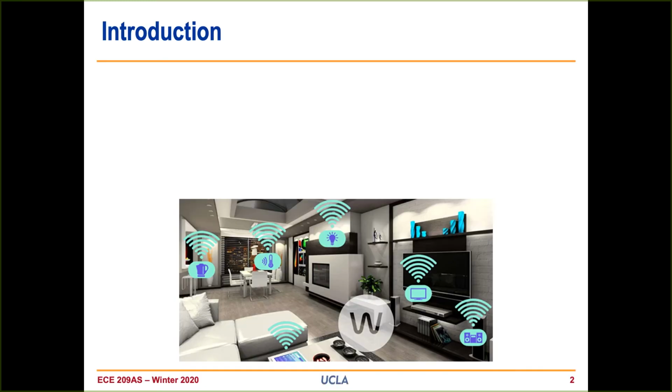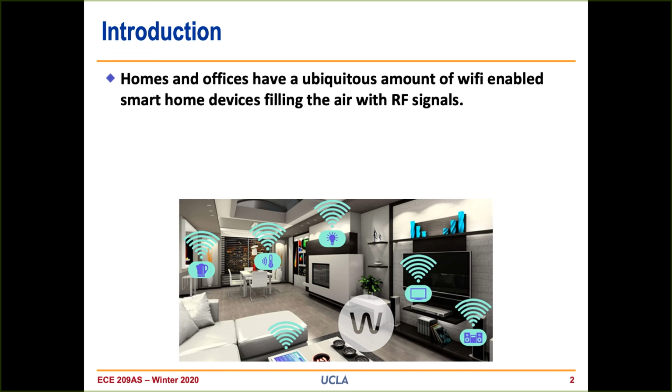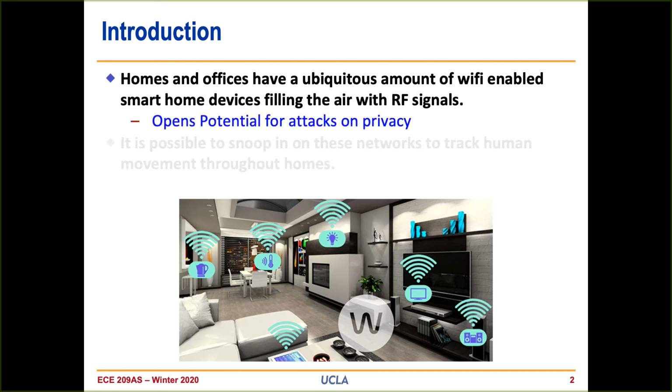And this is quite an interesting topic because, as we all know, homes and offices today have tons of these Wi-Fi enabled smart home devices like Amazon Alexa, your PC, your washing machine, your toaster, everything's got Wi-Fi nowadays. And these are all tossing out RF signals into the air, and they penetrate through the walls of the house, and they're visible to anyone who has the hardware and technical acumen to actually listen in on them. And this opens up potential for attacks on privacy.